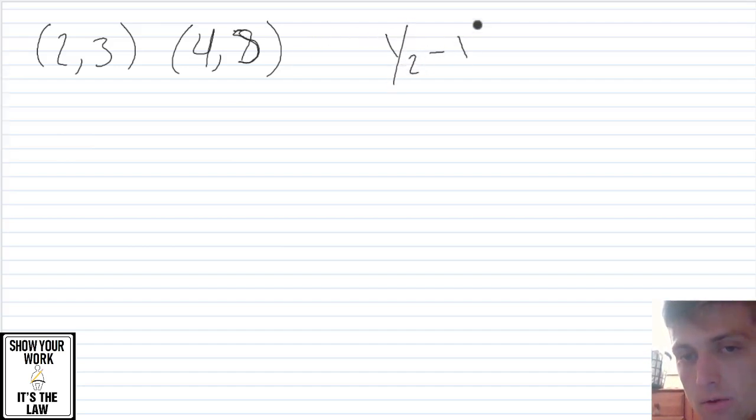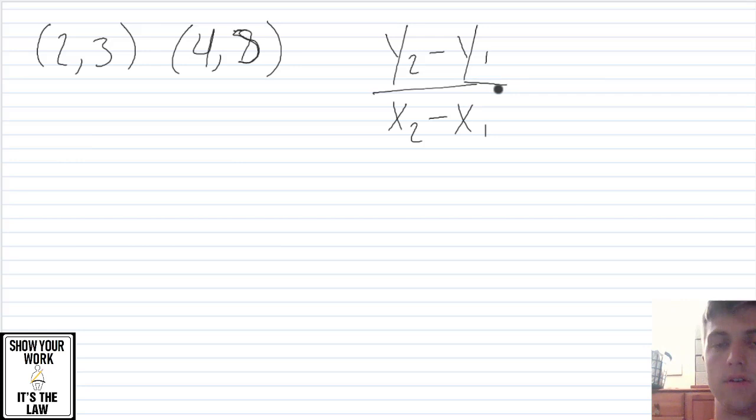y2 minus y1 over x2 minus x1. Now, it looks a little tricky. These little numbers are subscripts. This just tells us, hey, we're working with 2 different y's here. Which one's which? It just works as a label. So this is our second y value. This is our first y value. This is our second x value. This is our first x value.